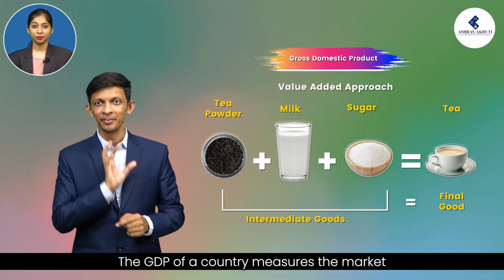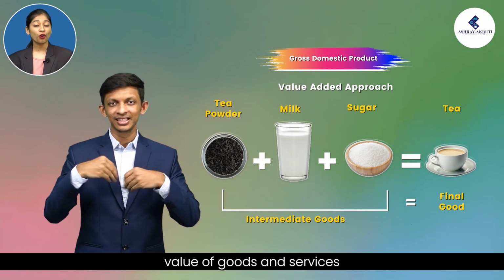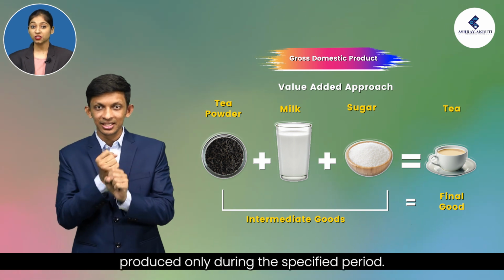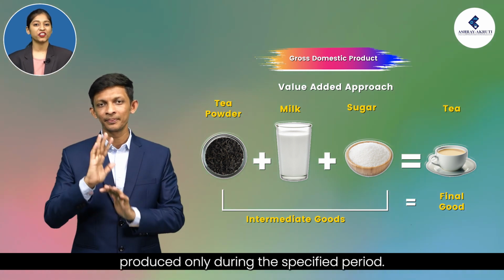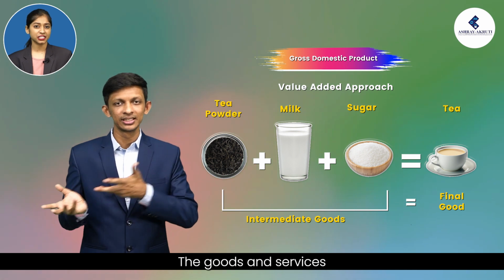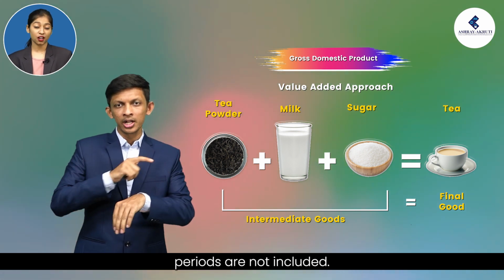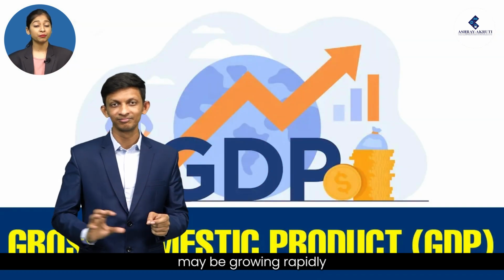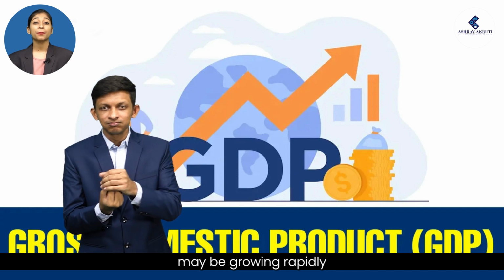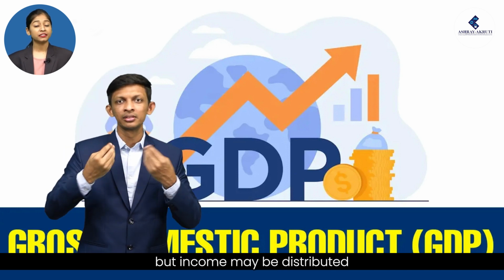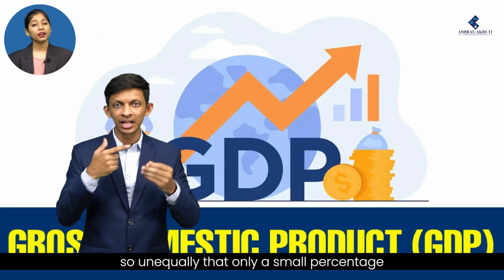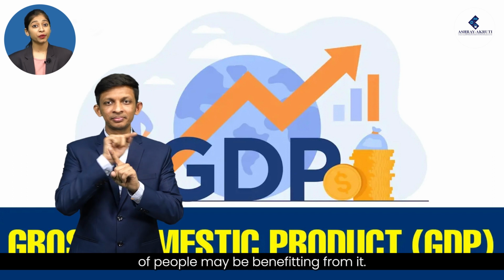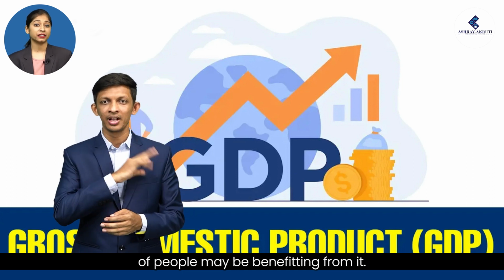The GDP of a country measures the market value of goods and services produced only during the specified period. The goods and services produced in earlier periods are not included. The GDP of a country may be growing rapidly, but income may be distributed so unequally that only a small percentage of people may be benefiting from it.